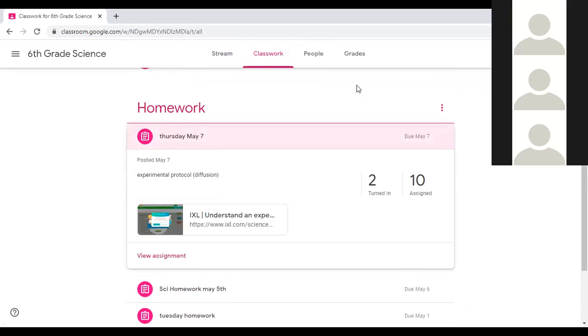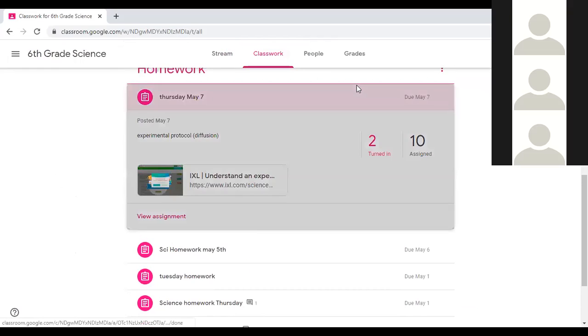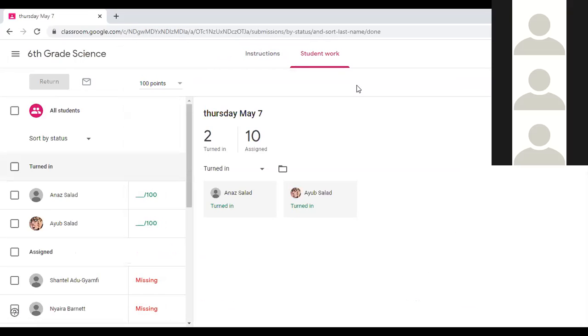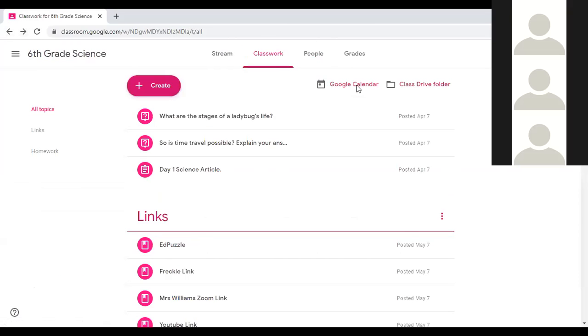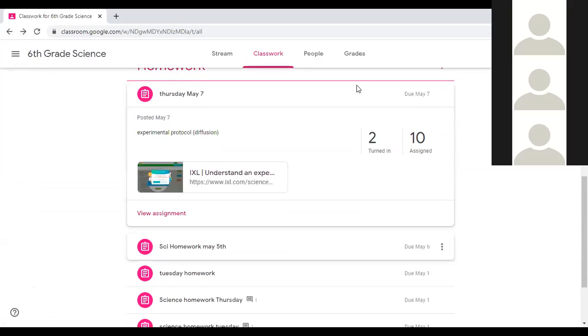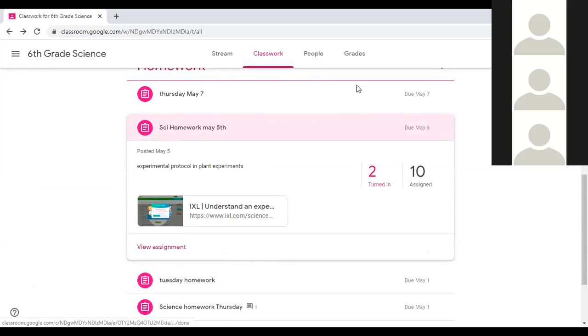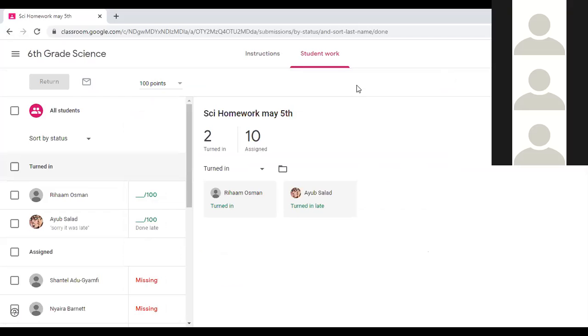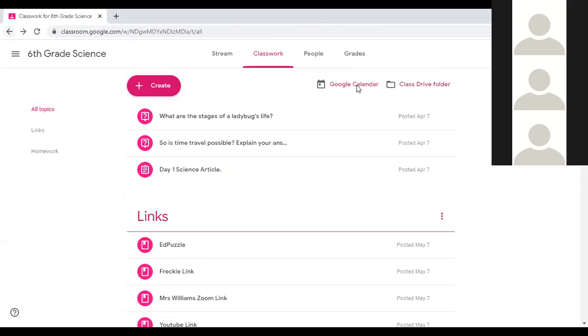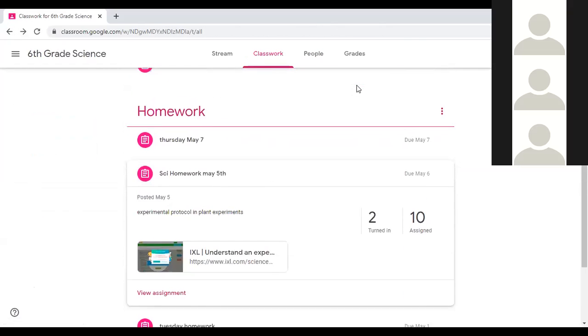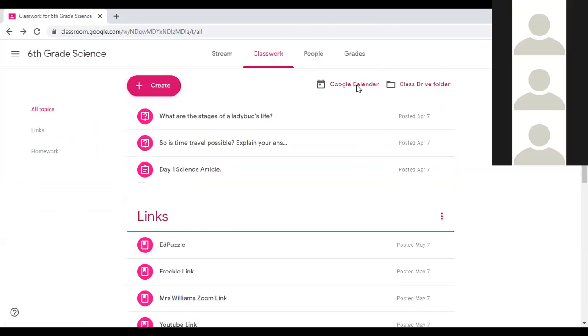Again, just for fun, it seems only 2 people did the homework. Anas and Ayub, interesting. They're the only 2 that did yesterday's science homework. And then only 2 people did Tuesday's homework, which was Reham and Ayub. So we have a lot of scattered users.